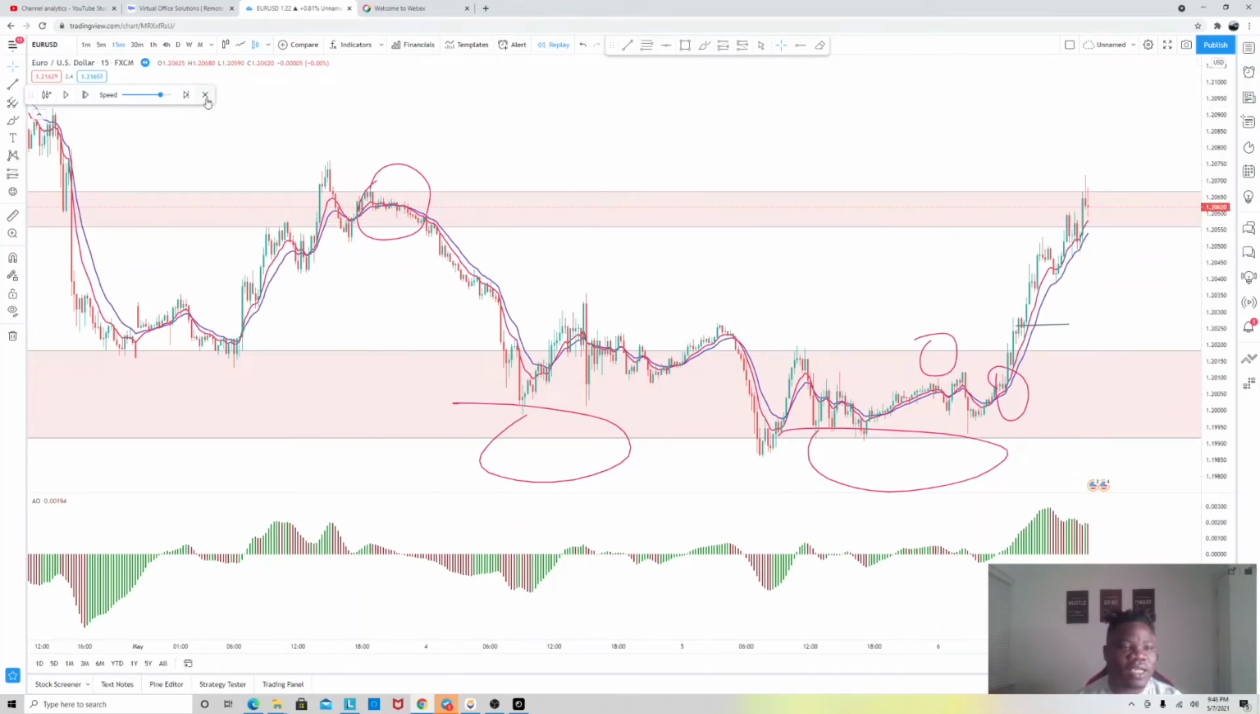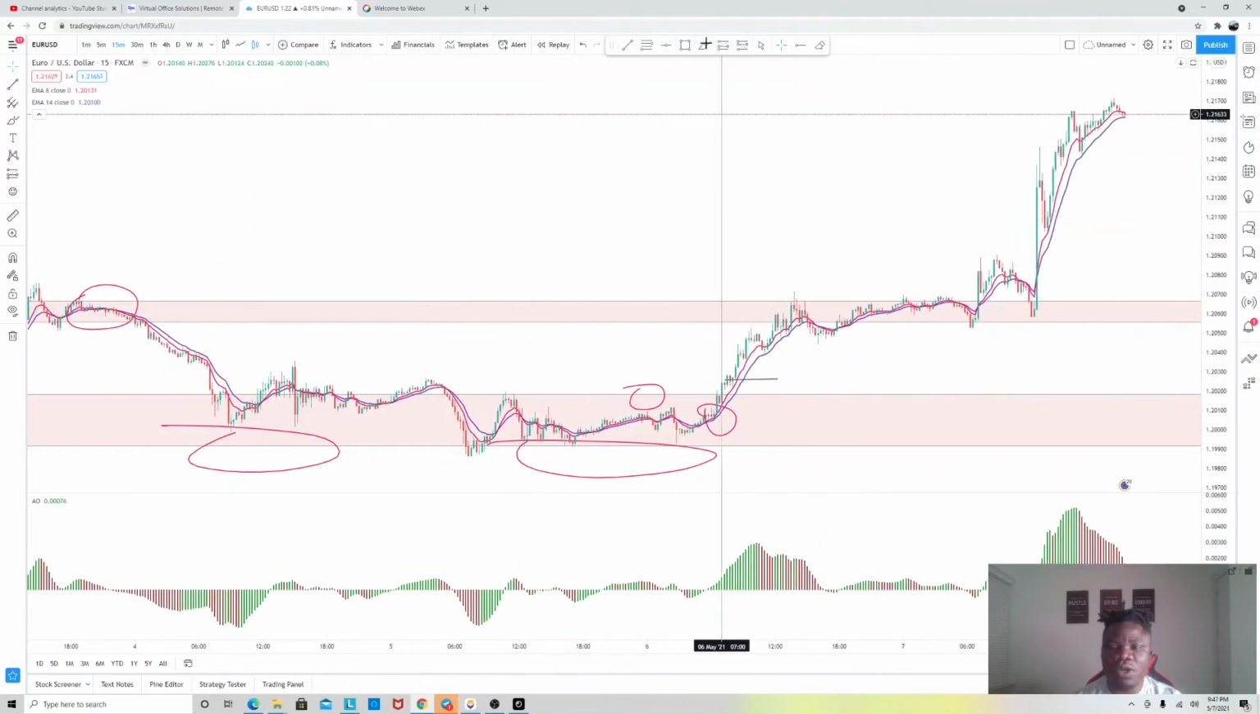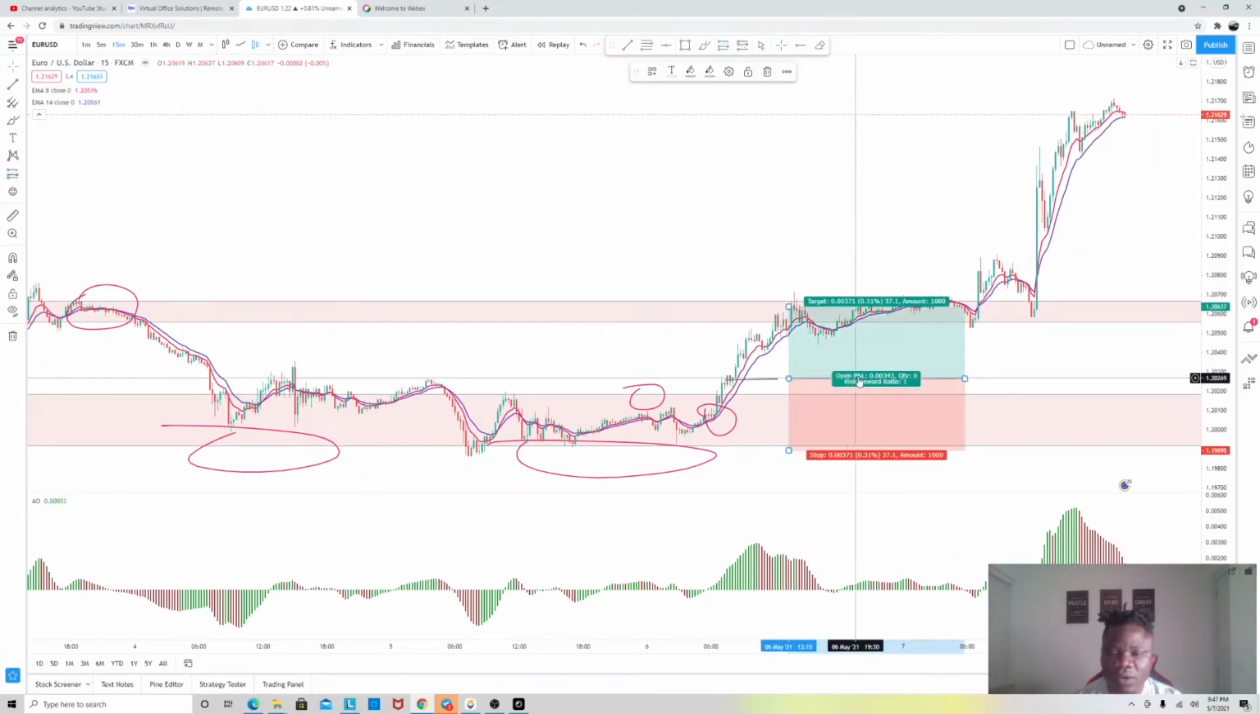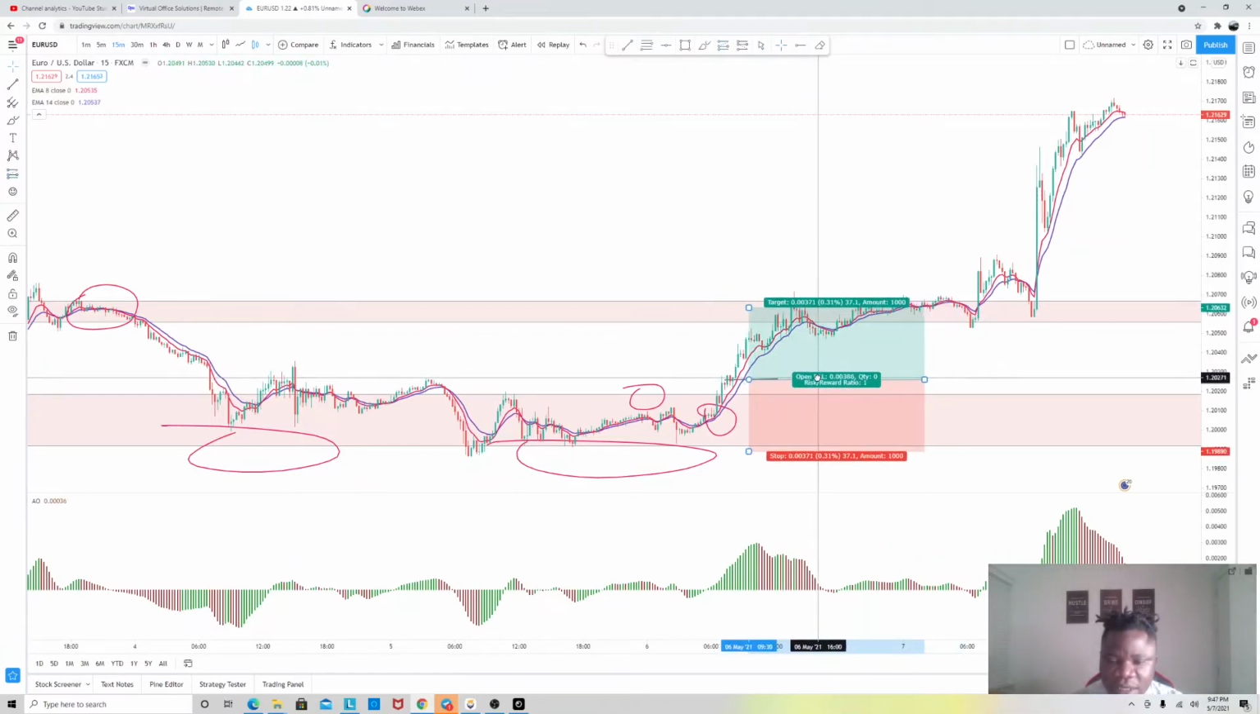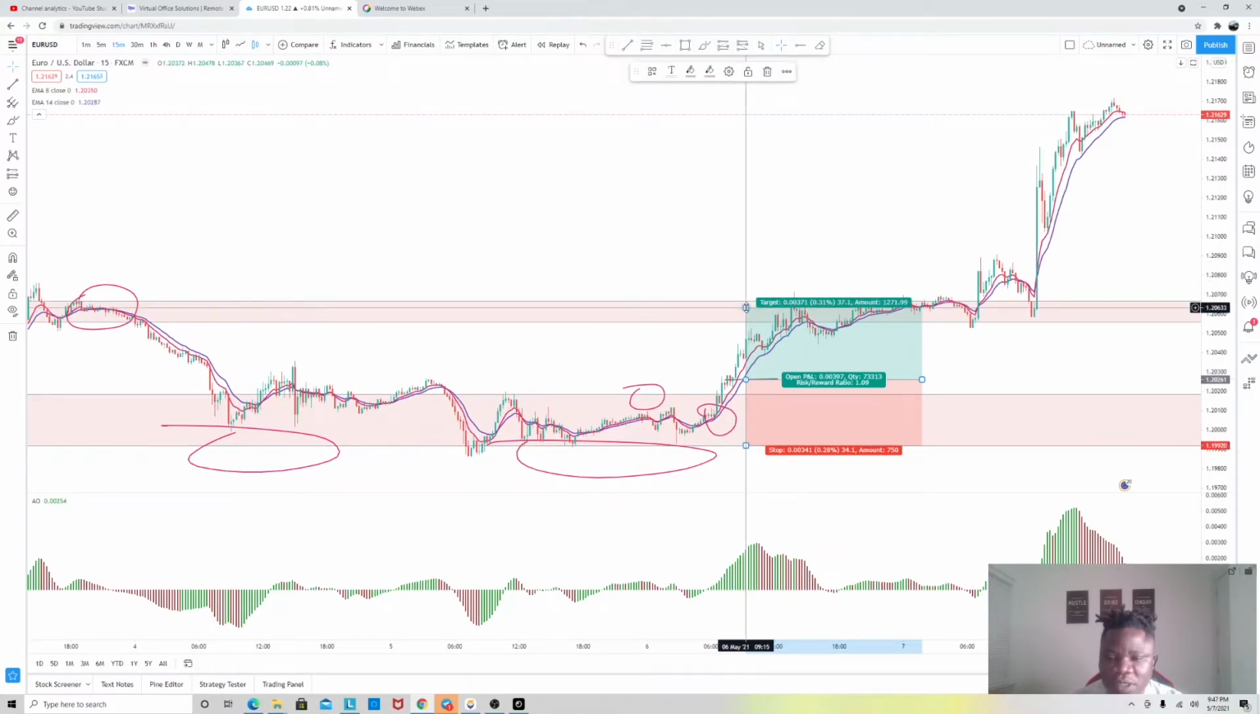Now let's take a look and see what the risk to reward ratio was for this trade right over here. We pull out our tool and we got in right here. We have our stop loss right below this zone over here, and we got our TP right over here for 40 pips, risk to reward ratio 1:2. Nice trade right there. Nice trade.